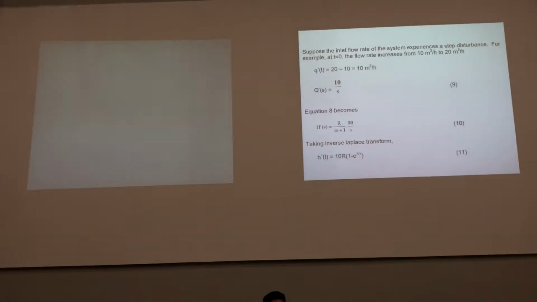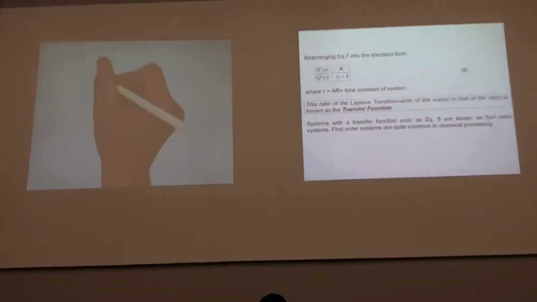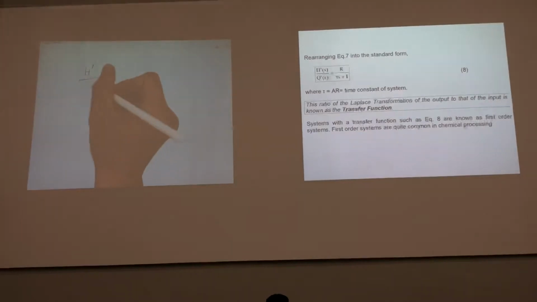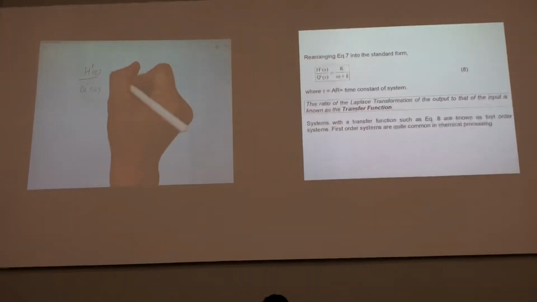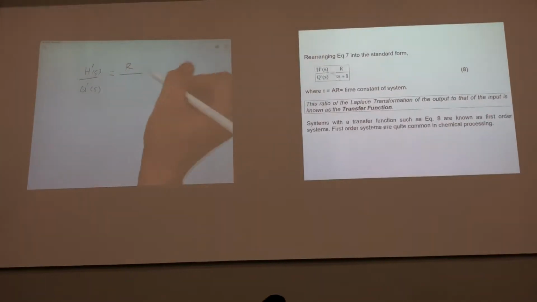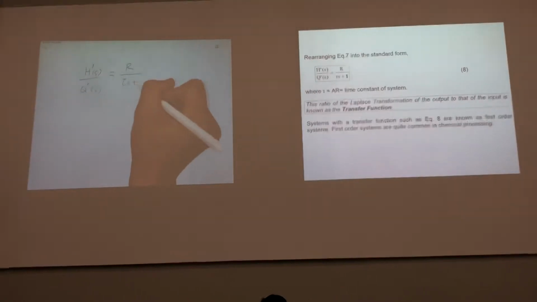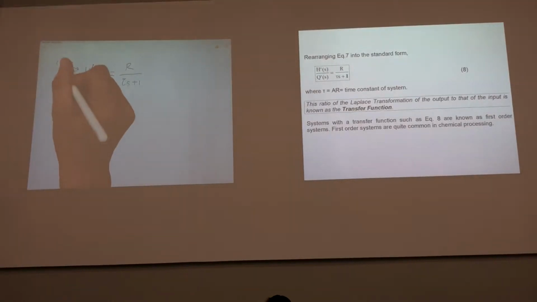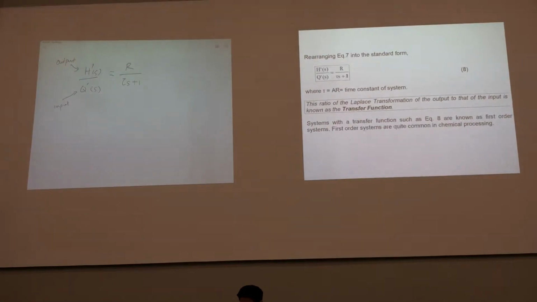What we have here, before we move on, let me write it down. H prime S divided by Q prime S equals R divided by tau S plus 1. This one is output, and this one is input. So the ratio between the output and input is equal to R divided by tau S plus 1. We call it a transfer function.